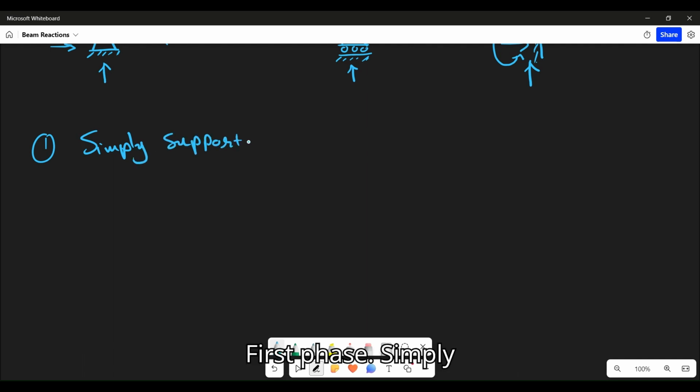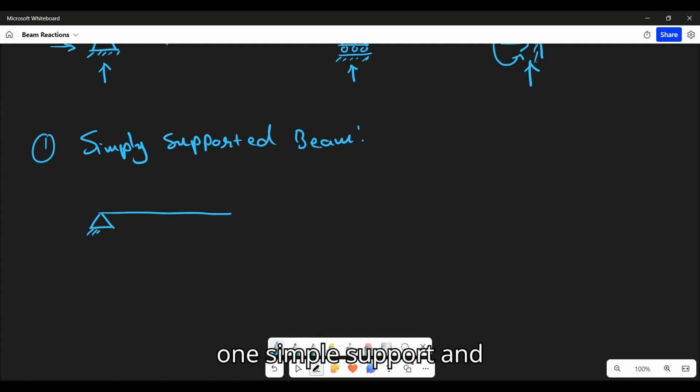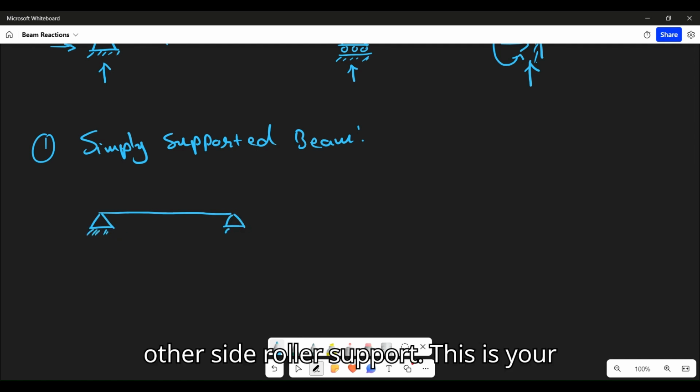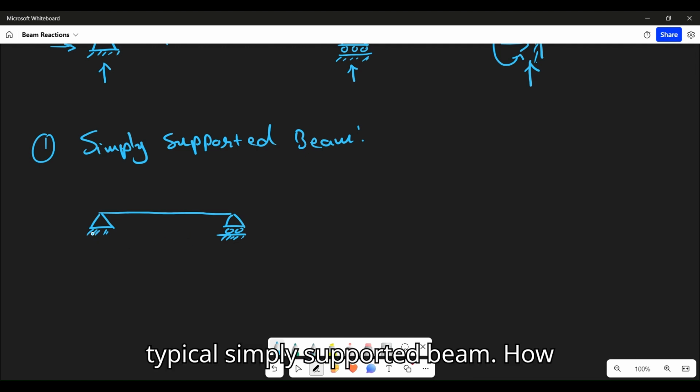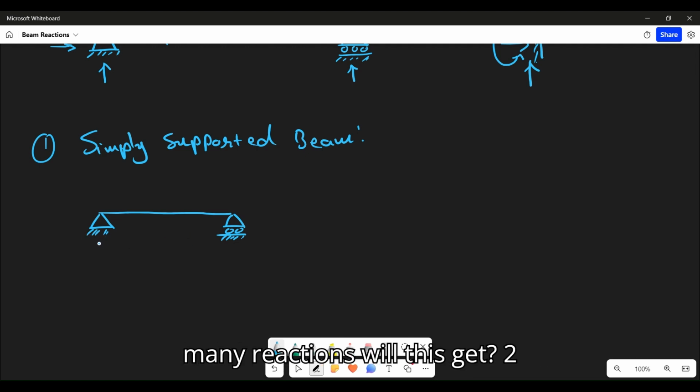First is simply supported beam. A simply supported beam has one simple support and the other side a roller support. This is your typical simply supported beam. Now, how many reactions will this get? Two reactions at the simple support, and here only one reaction. This is your simply supported beam.